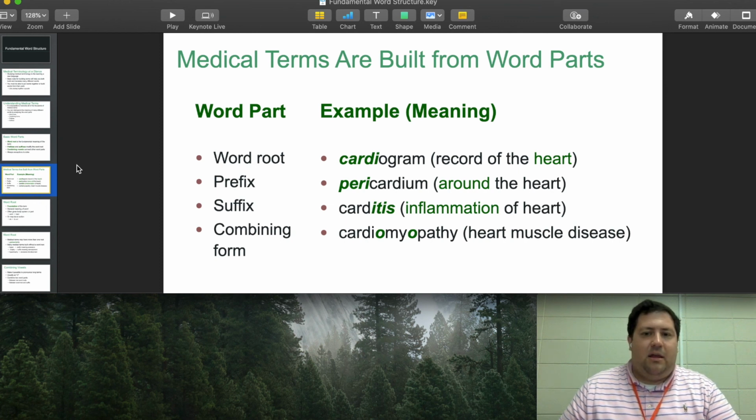And then you see several combining forms put together. You see cardi, my, and then pathy is a suffix. So if you see the word cardiomyopathy, pathy means disease, so that means disease of the heart muscle.